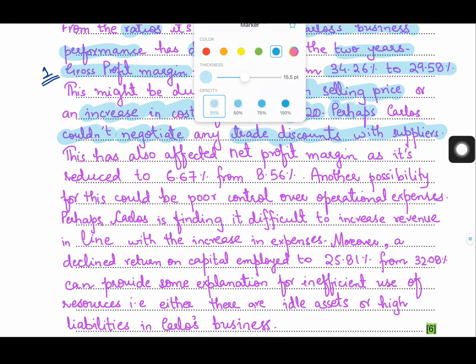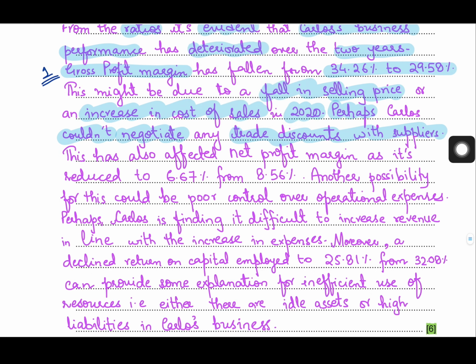Now, how can you link this to your net profit margin? You can say that this has also affected the net profit margin, as it is reduced to 6.67% from 8.56.